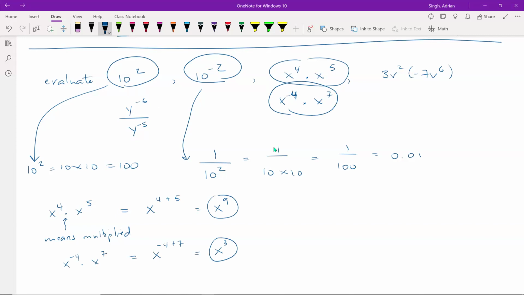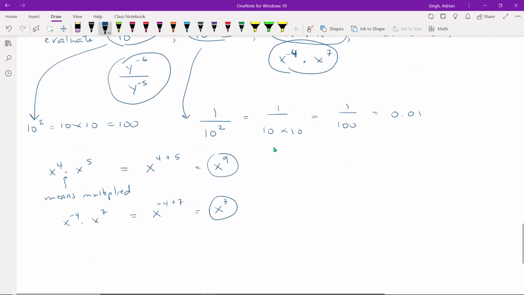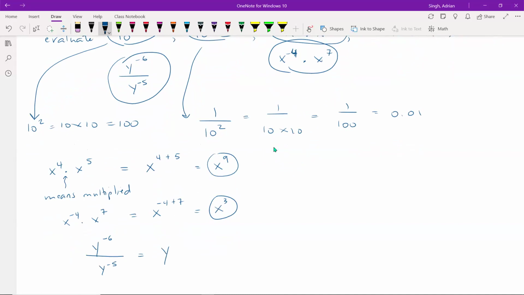Let's take a look at dividing exponents. So we have y to the -6 divided by y to the -5. When you divide exponents, you simply subtract them. So this would be the same as y to the -6 minus, now you can think of the minus sign as that division sign, and then you're subtracting now -5.